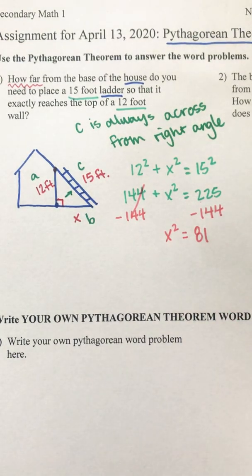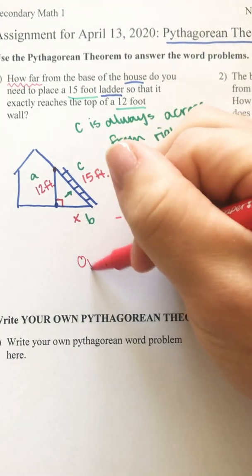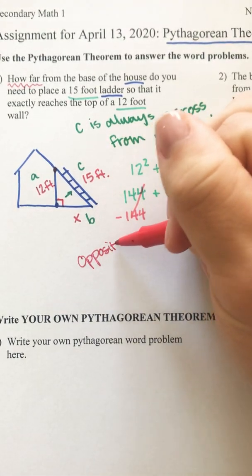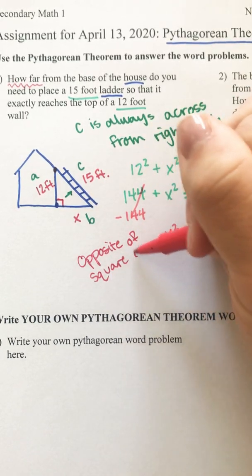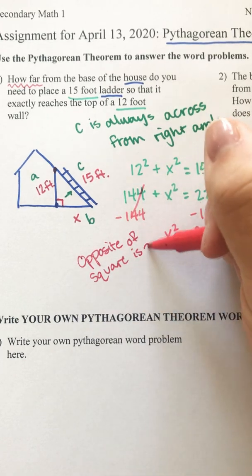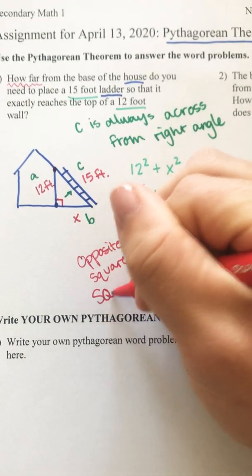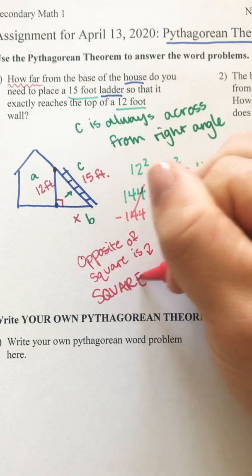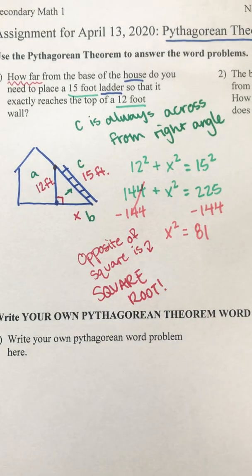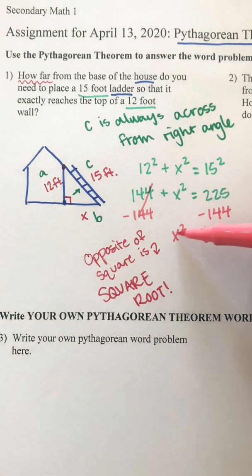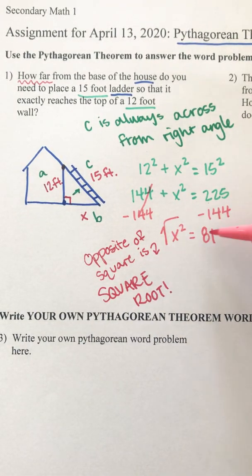Okay, and what do we know is the opposite of square? Okay, I made you guys shout it out. Opposite of square is square root. Okay, I'll make that little note. Opposite of square is square root. So we get rid of that X squared, that squared attached to that X, by square rooting both sides. Okay, those guys cannot exist together, so this X is all by itself.